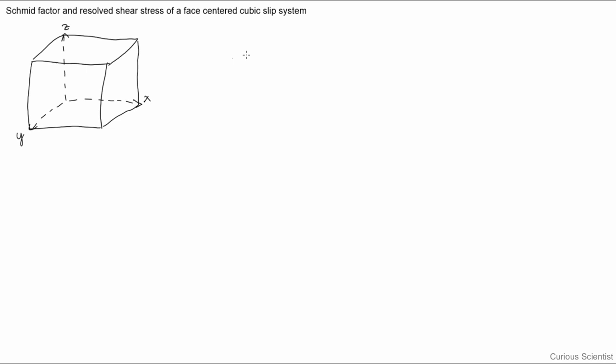So let me go through the details again. We have a slip plane, which is now from the {111} family, but this notation is actually used for a family, which means that it can be anything within the 111 directions, so any kind of combination.